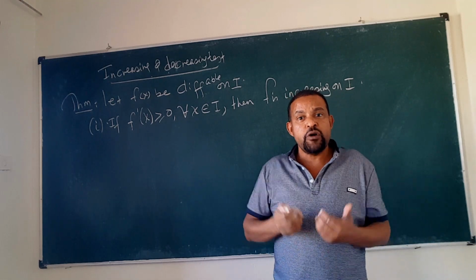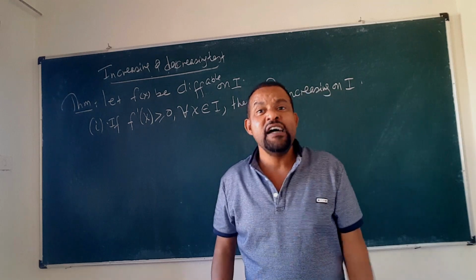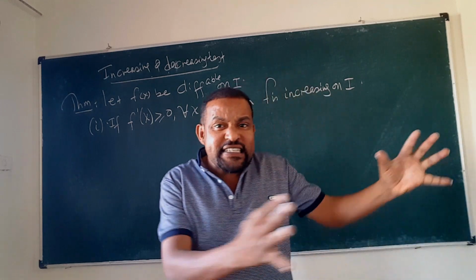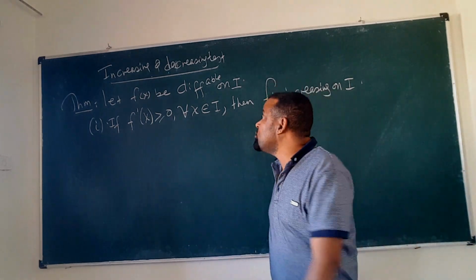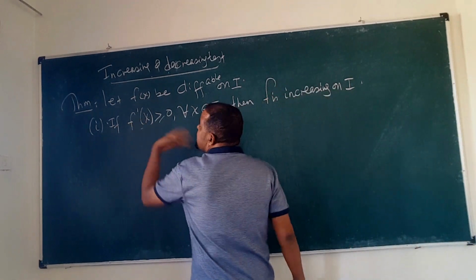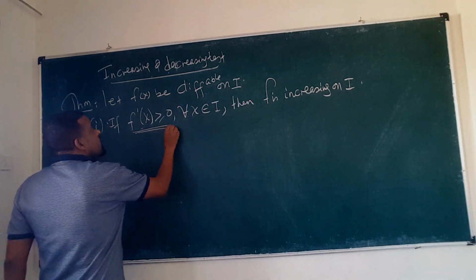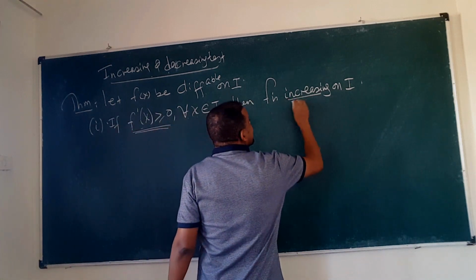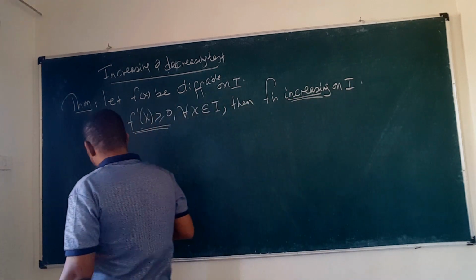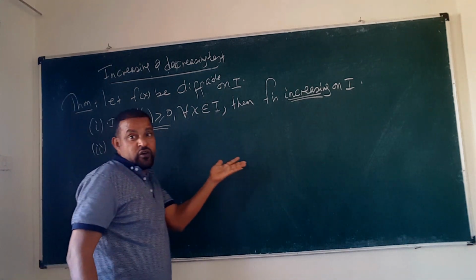So if you are given a function and asked where it is increasing and where it is decreasing, you take the first derivative, and all the points where the first derivative is greater than 0, these are points at which the graph or the function is increasing. If the first derivative is greater than or equal to 0 for all x coming from I, the interval I, then f is increasing on an interval I.